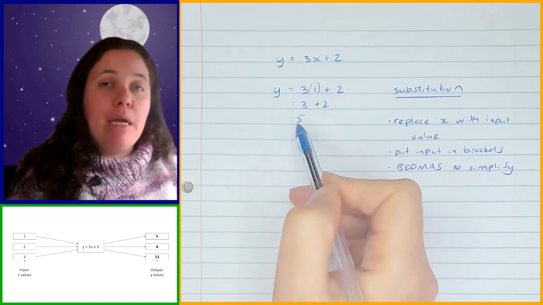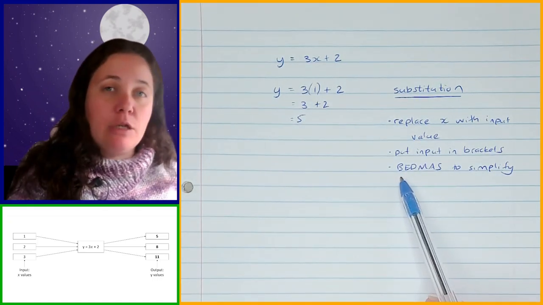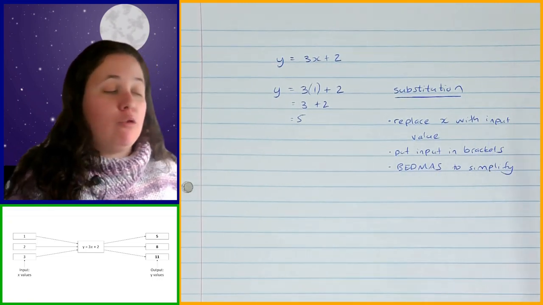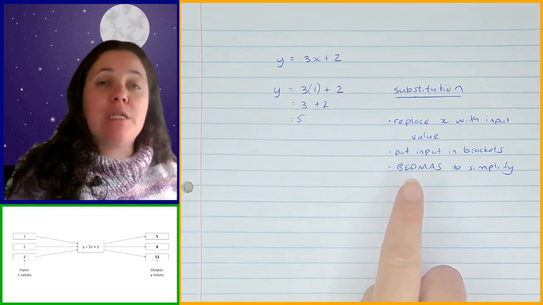So I have to use BEDMAS, which means that anything that's in brackets goes first, then exponents, then division and multiplication, and then only at the end, addition and subtraction. Okay, so we're going to use substitution.